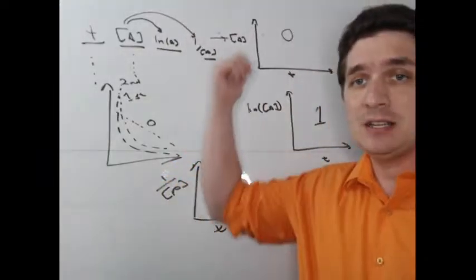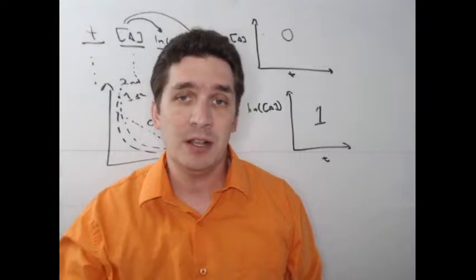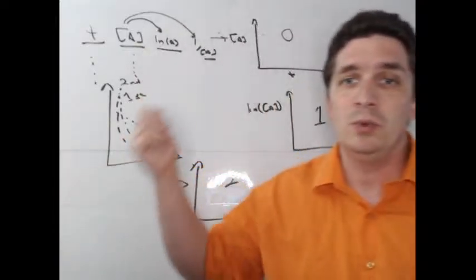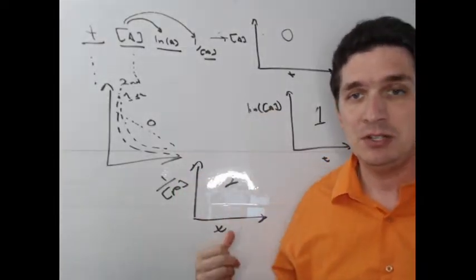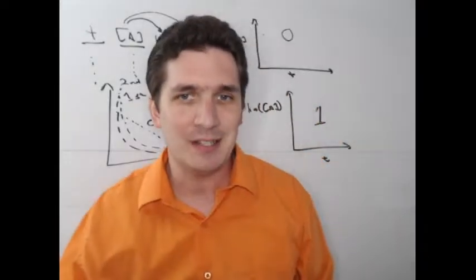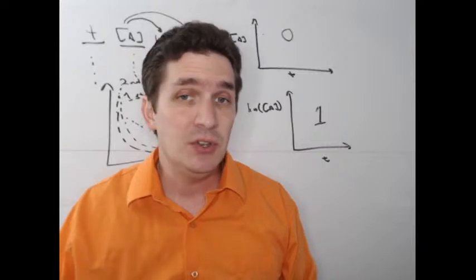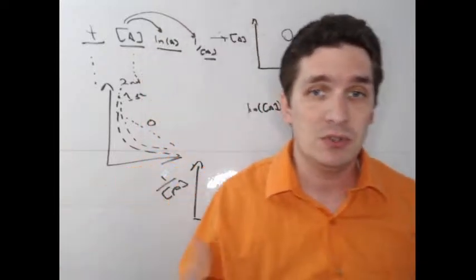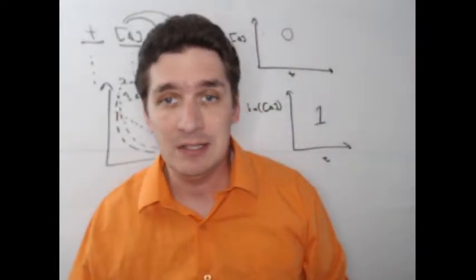If and only if it's a zero order reaction will concentration versus time be linear. If and only if it's a first order reaction will natural log of concentration versus time be linear. And if and only if the reaction's second order will 1 over concentration versus time be linear. There is no conceivable scenario where a reaction can be zero, first, or second order with regards to the same reagent. There's no other way we can generate these linear plots.